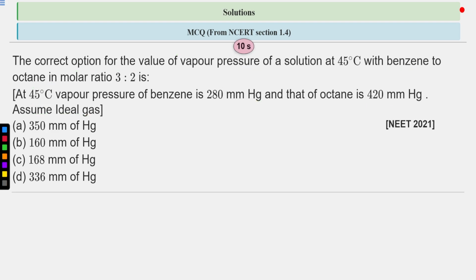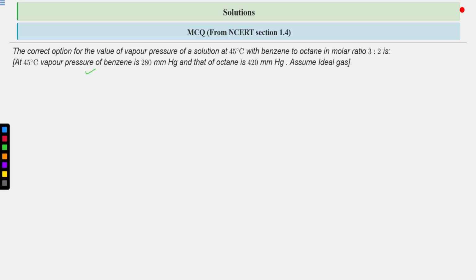You have some time, go through it and try to solve it, and then we will see what the correct answer will be. Okay, let's see. For this given question, the correct answer is option D, 336 mm of Hg. Now let's solve it and see how this will be the answer.